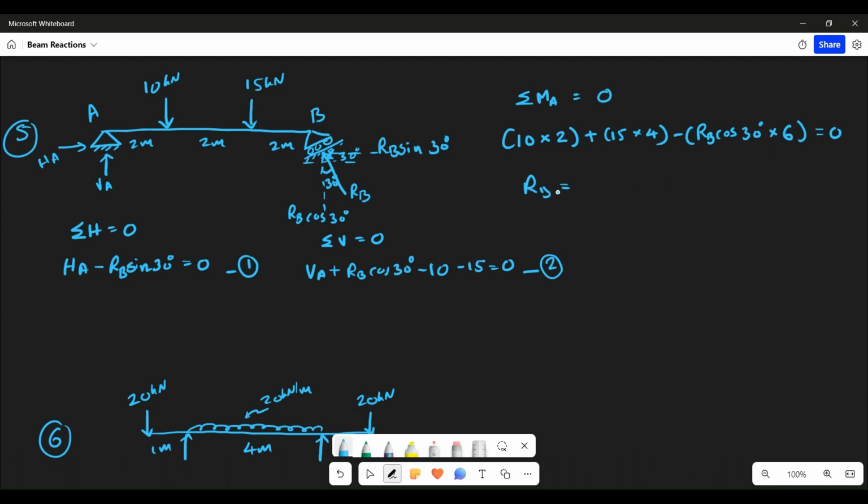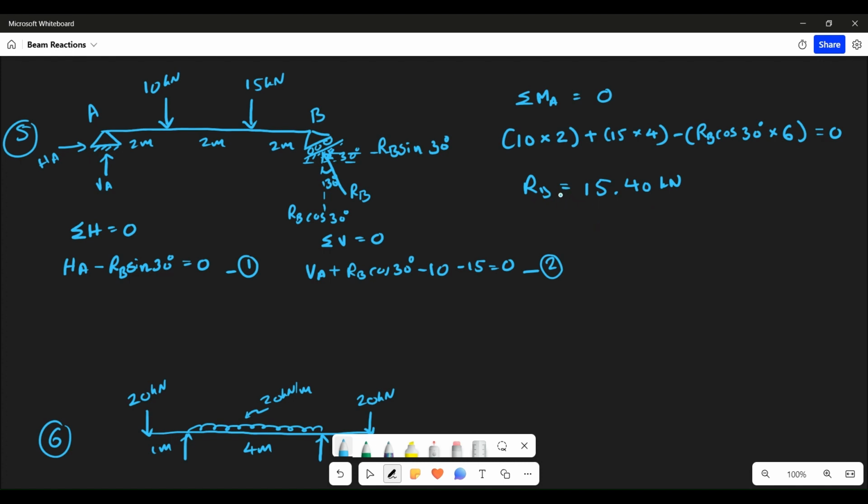Now what you do is you solve this equation and find out RB. So I recommend you do the calculation simultaneously. So let us find out RB. So 20 plus 60. I'm getting RB as 15.40. Okay. Rounding off, I'm getting 15.40 kilonewton. This is my force RB.